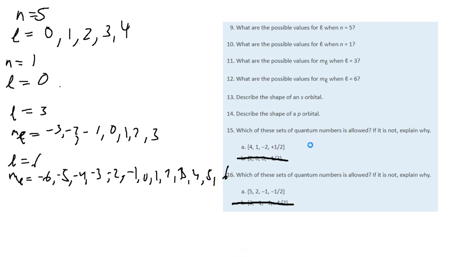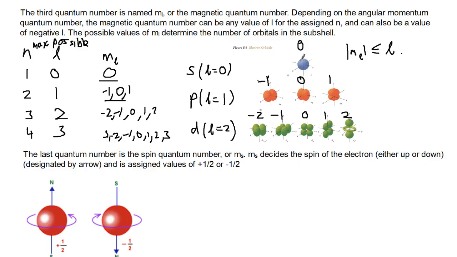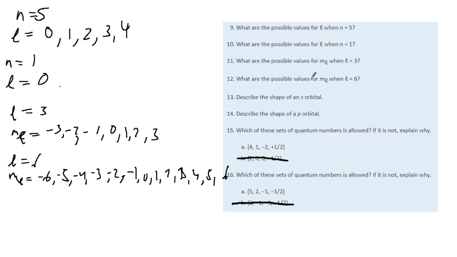Describe the shape of an s orbital. Let's go back. The s orbital looks like a sphere, right? This is the s orbital right here. It looks like a sphere. So, sphere. Describe the shape of a p orbital.